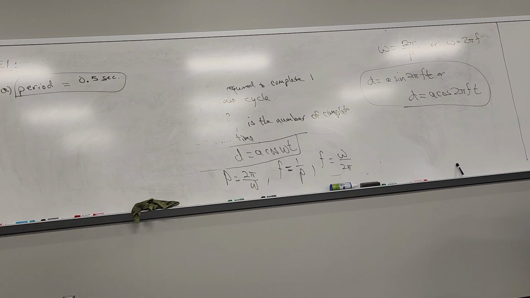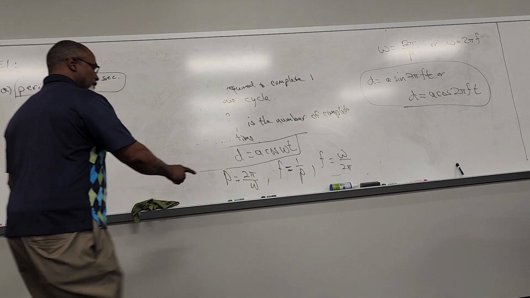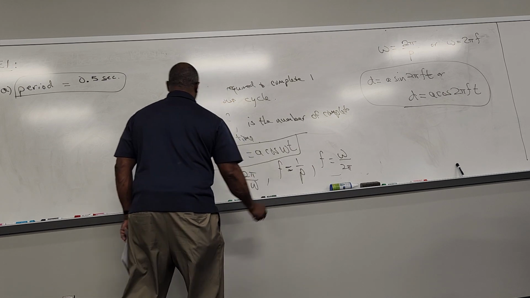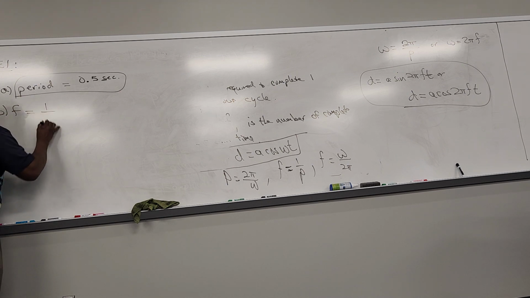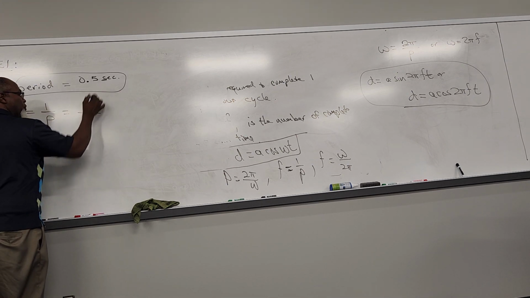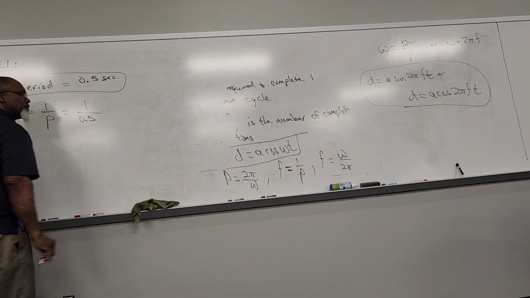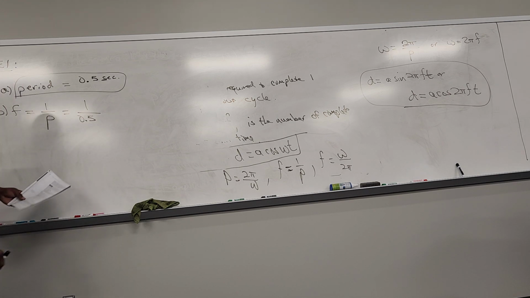What's the frequency of motion? Well, the frequency is always 1 over the period. So B says, what's the frequency? The frequency is 1 over the period, so that'll be 1 over 0.5. All right. 1 over 0.5 will give me 2.